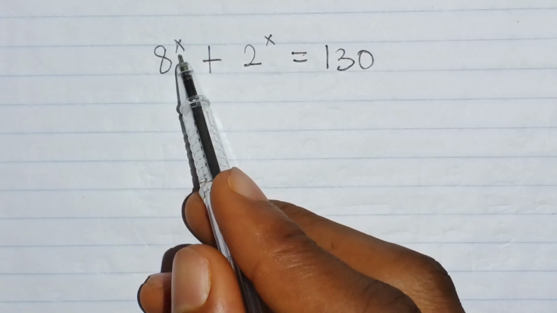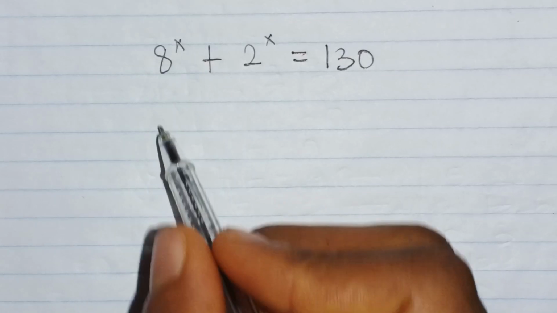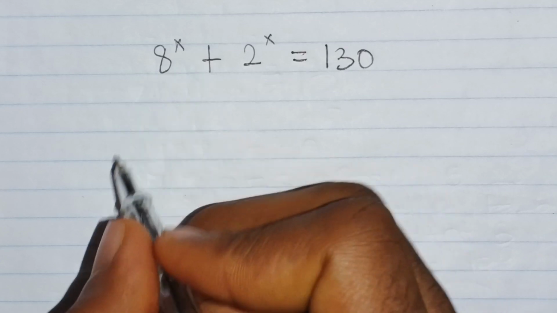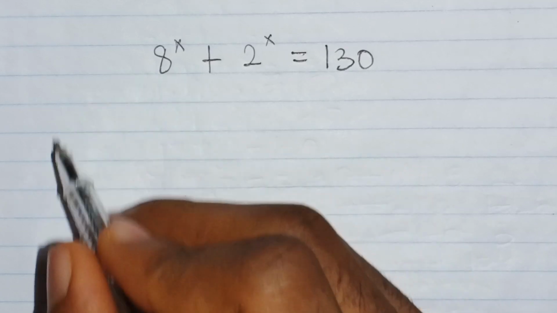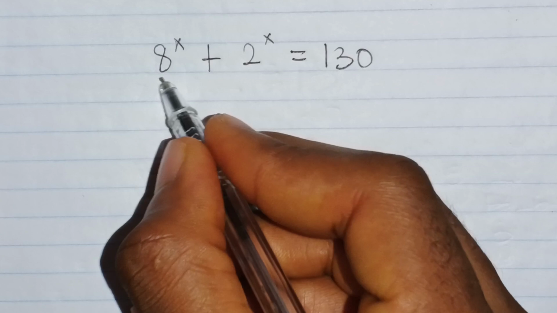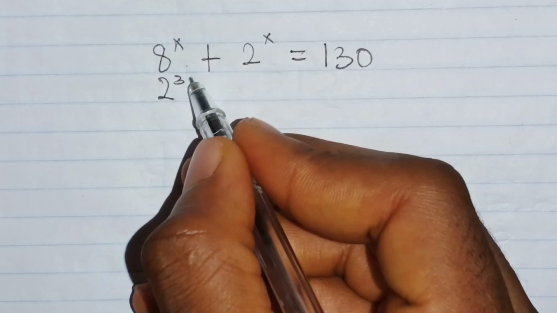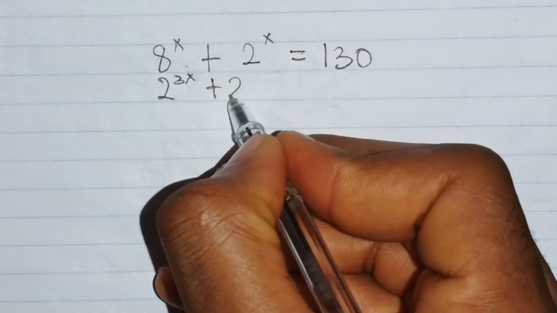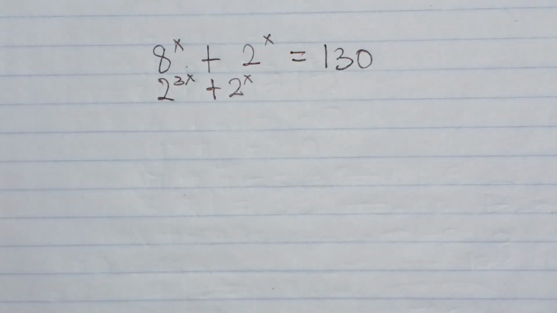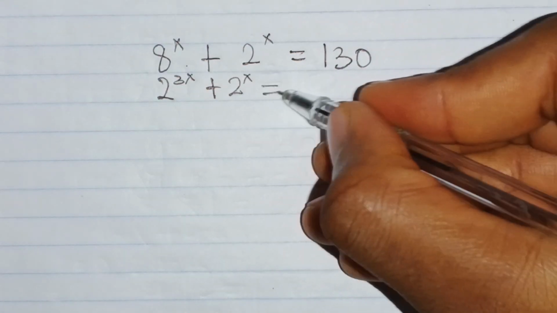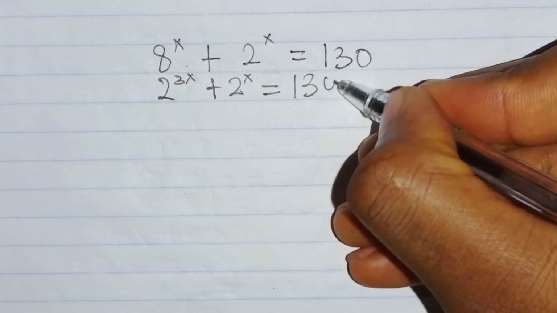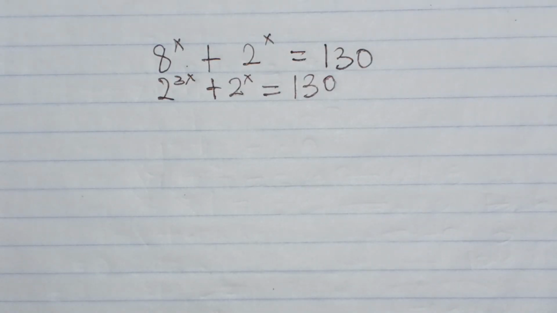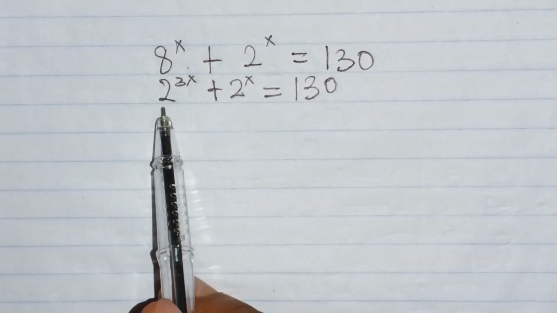Let's solve for x in this question. If you notice here, 8 is a power. 8 can be written as 2 raised to power 3. So I can write this thing as 2 raised to power 3 times x, which is 2 raised to power 3x, plus 2 raised to power x, and everything here is equal to 130.